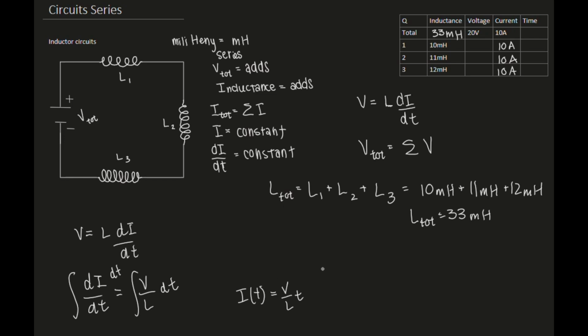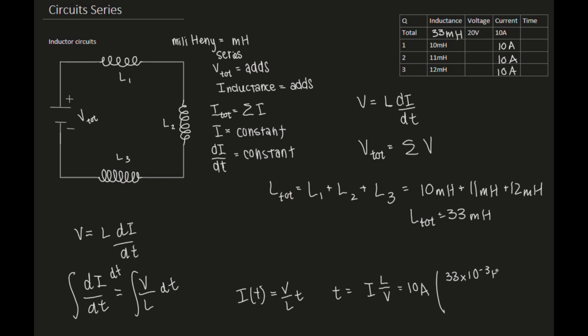So in order to find time now, I can just get time by itself. So time is then equal to the current at each specific instance, which in this case for a series set of inductors is the same across the entire circuit, divided by the voltage over the inductance. Another way I can do that to get the fraction out of the denominator is I multiply by the reciprocal, so it's the inductance over the voltage. In this case, I've got my 10 amps multiplying to it my inductance, which is 33 times 10 to the negative 3 henries.